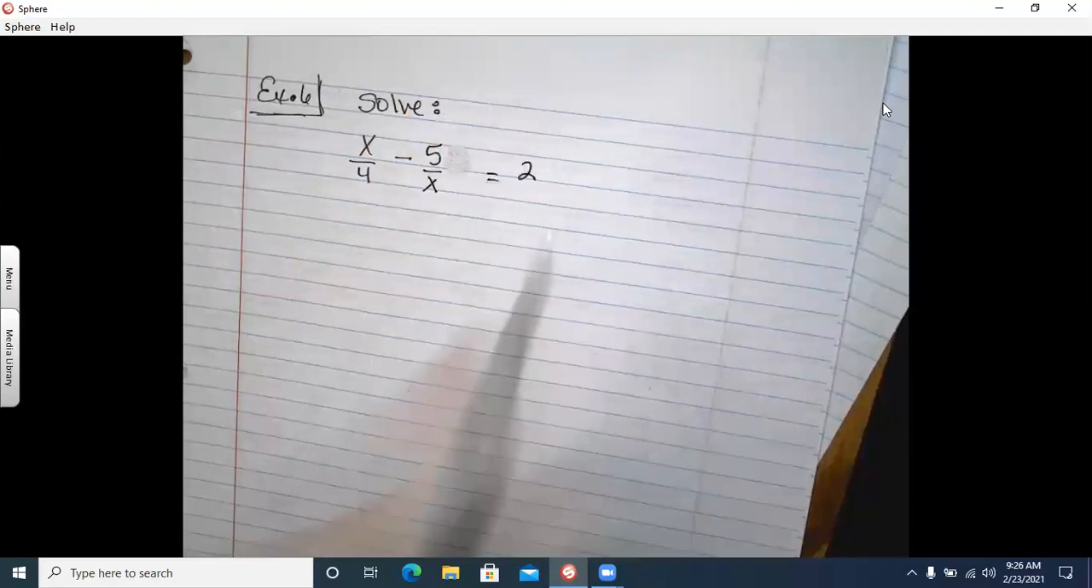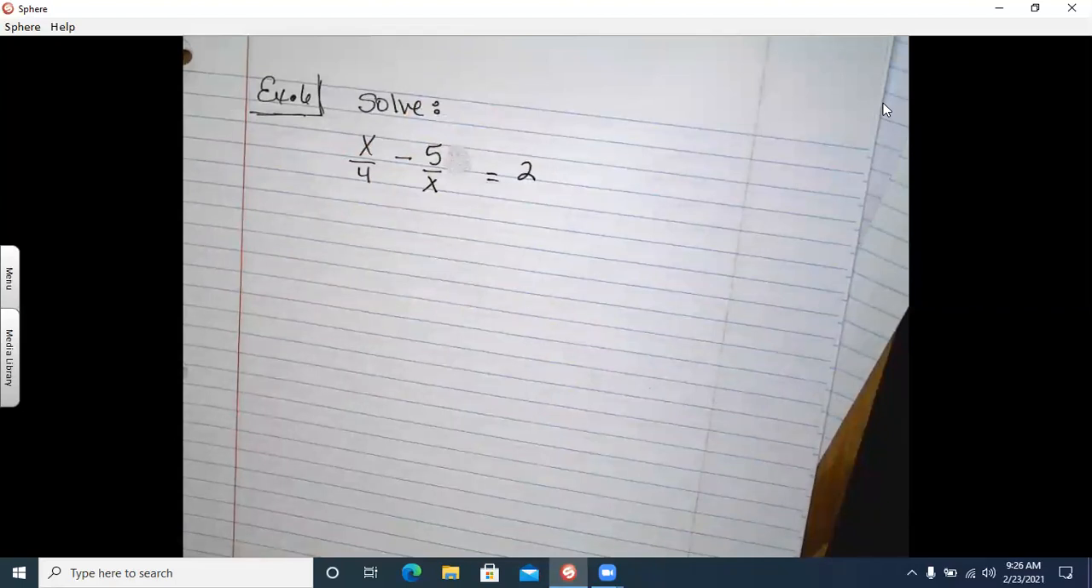This is way easier than the last one. Doesn't it even just look easier? Oh, this is way easier, way less work to do. So first of all, let's look at our denominators.